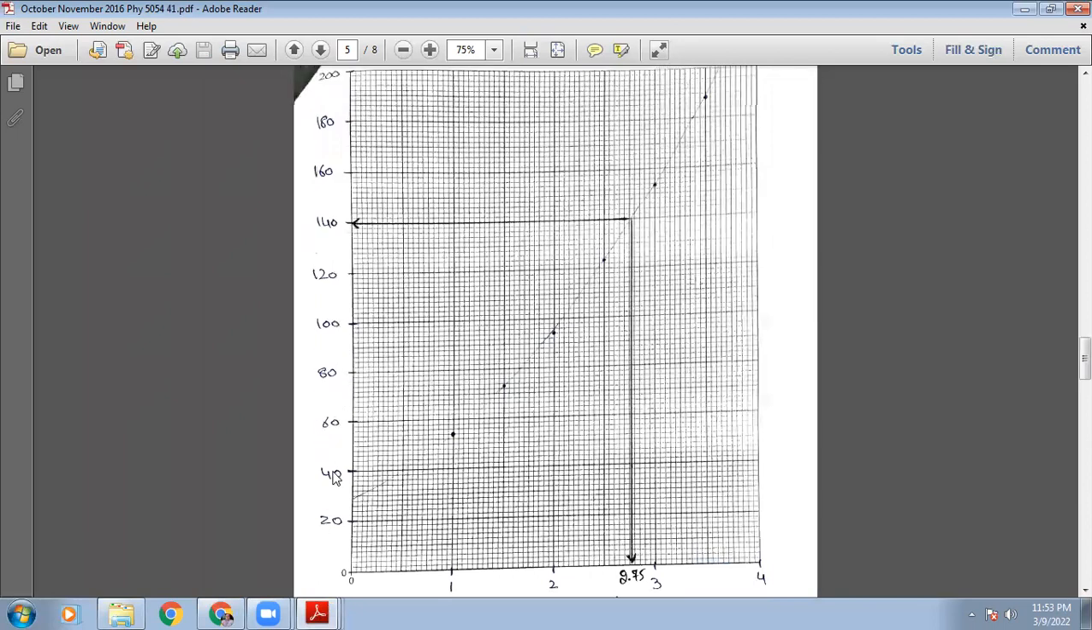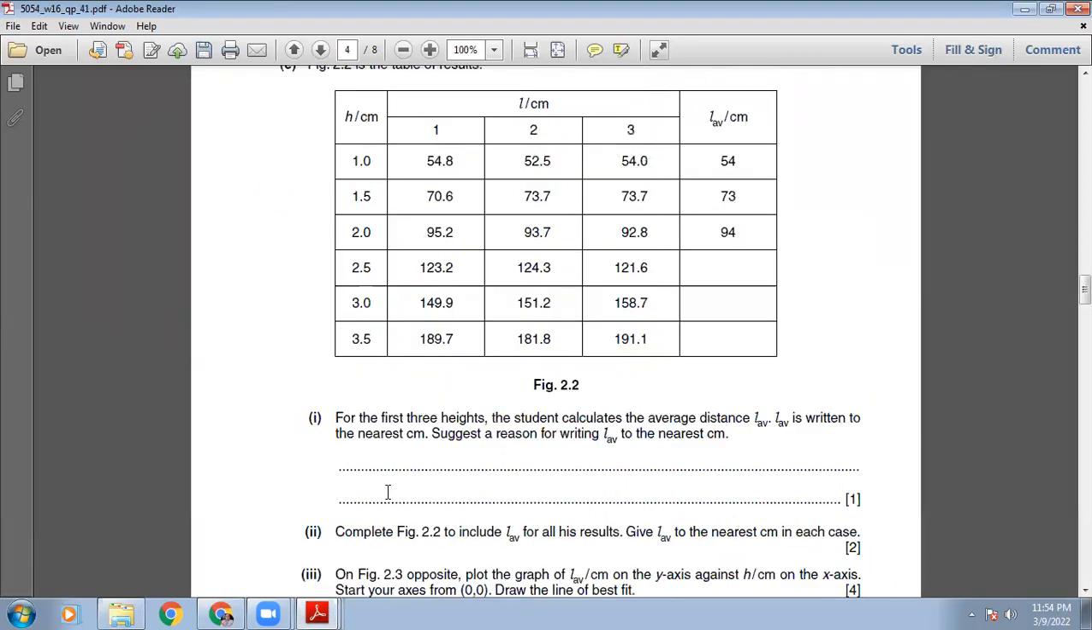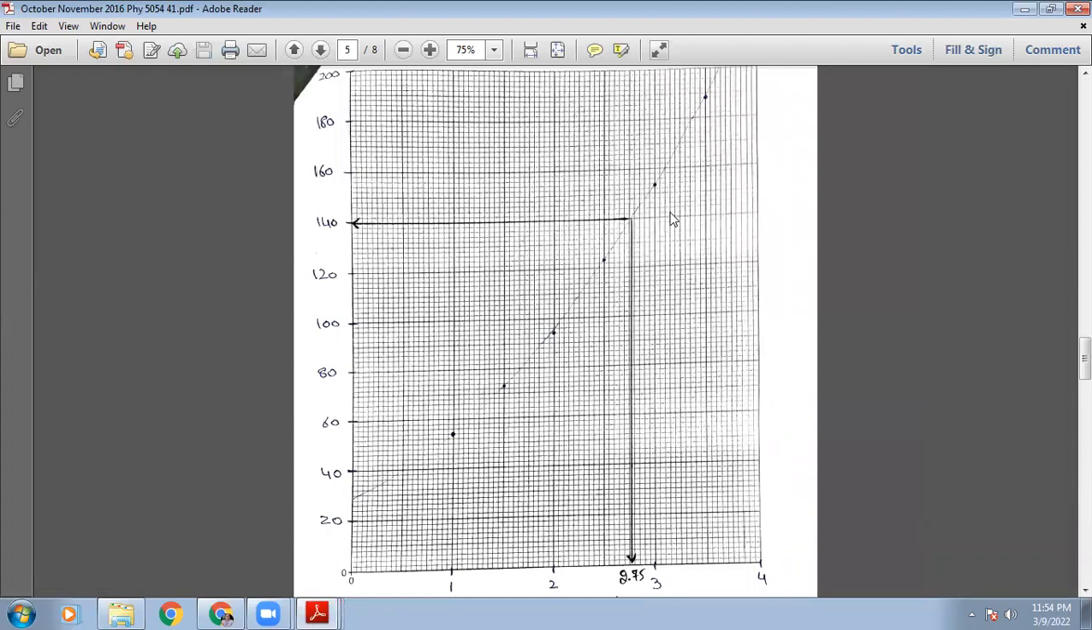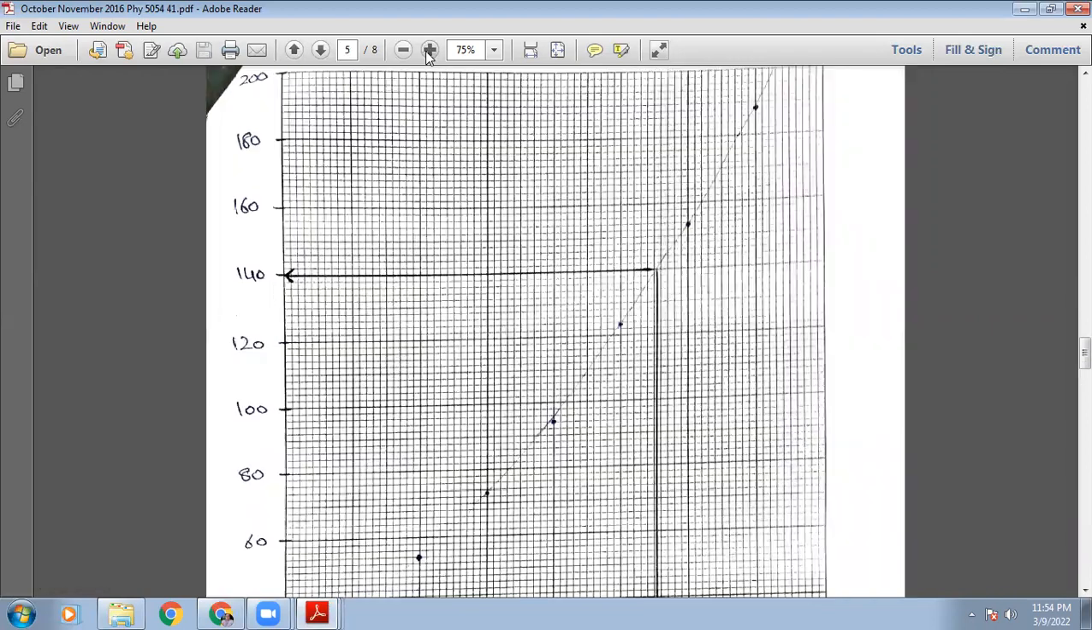Okay, so 20, 40, 60, 80, 100, 120, 140, 160, 180, 200. And then I plotted those points. At one, it was 54. So I plotted them and then joined them with a smooth curve, a best fit curve. You can see there, I have drawn that. So this will get you 4 marks. I hope you understand. Let me increase the size so you can see it more clearly.